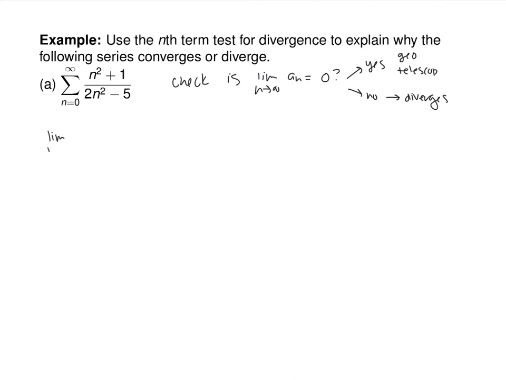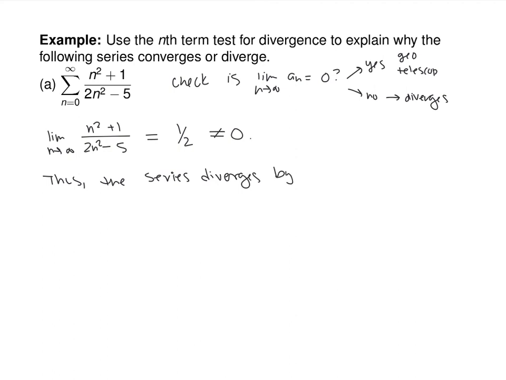So let's find the limit as n goes to infinity of n squared plus 1 over 2n squared minus 5. Well, that limit is 1/2, which is not equal to 0. And you say, thus, use your fancy words, the series diverges by the test for divergence. Some books call this the nth term test. I'm okay with either name.